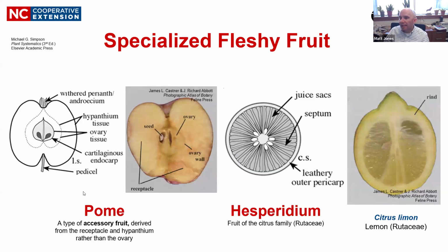Pomes are types of accessory fruits. An accessory fruit is a fruit that is derived from non-ovarian tissue. So in the case of pomes like apples and pears, the receptacle swells and surrounds what would be the ovaries. The core of the apple is actually what's left of the true ovary or true fruit. And hesperidia are the fruits of the citrus family, the Rutaceae, and they just have lots of juicy sacs inside, which make them delicious. And they also have a kind of leathery outer fruit layer too.